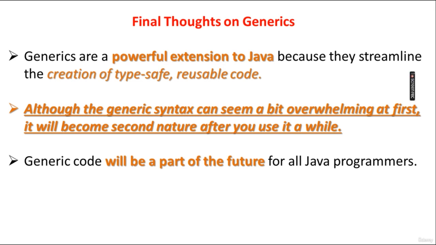So what is the solution for this problem? For the syntax being tricky, you have to use it more and more. You can take more examples and solve them on your own. The more you practice, the more you will remember. Generic code will be part of the future for all Java programmers. After JDK 5 or Java 5, you cannot eliminate the use of generics. You cannot avoid the power of generics. This way we have completed all generic topics on theory.